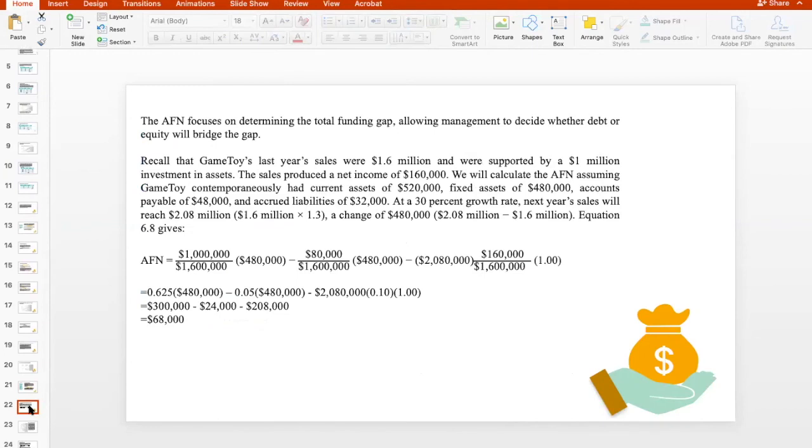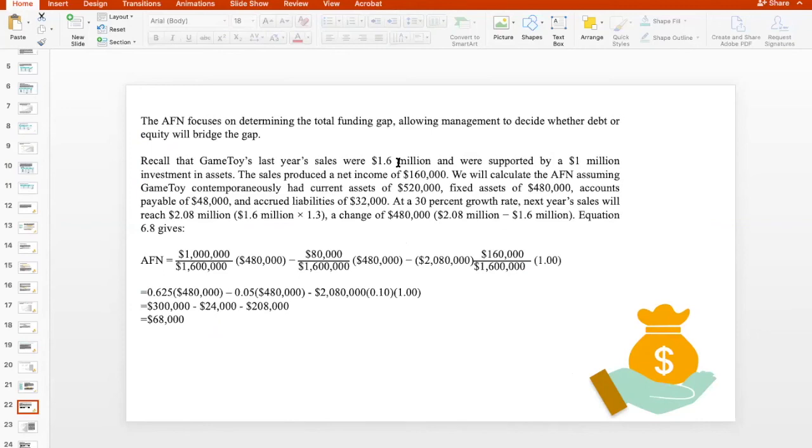Now recall the example of the game toy company. Game toy's sales last year were $1.6 million, supported by a $1 million investment in assets. The sales produced a net income of $160,000. So these were the initial data for the game toy company.